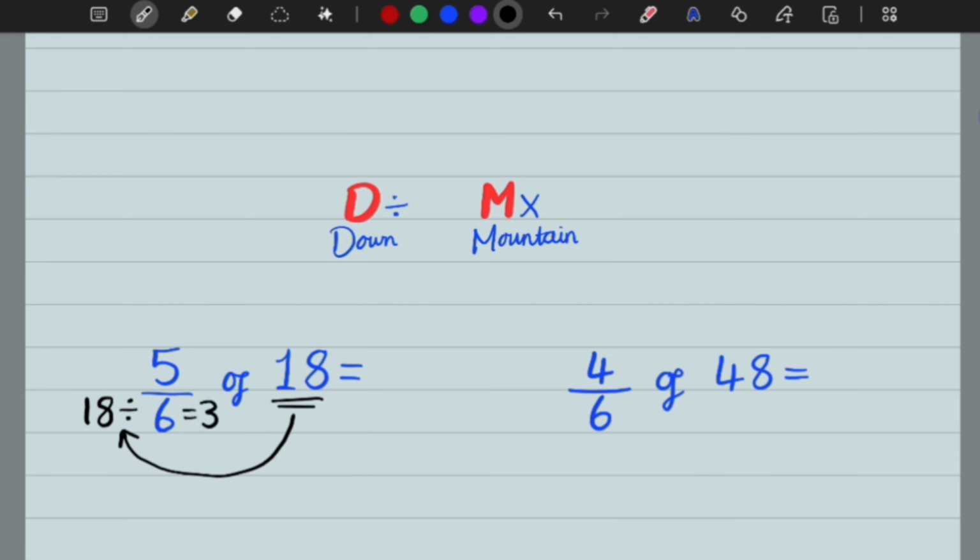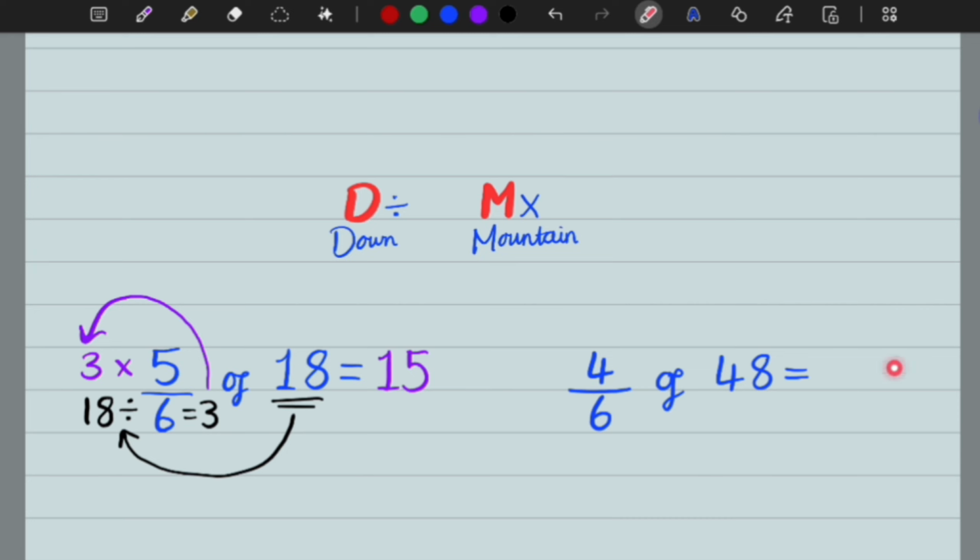That's 3. The next step I would like to do is I'm going to do moving up the mountain and I'm going to be multiplying. So let's take that 3 up to the top of the mountain and multiply it by 5. 3 multiplied by 5 gives me 15, and that's going to be my final answer. So here we are with the DM method, worked straight away. 18 divided by the down, multiply at the top of the mountain.